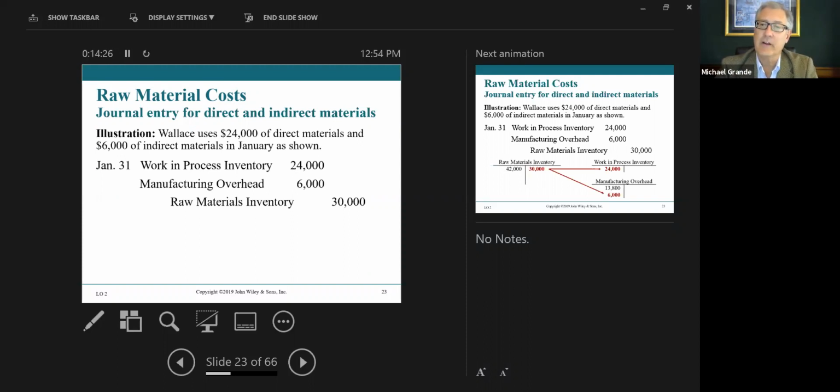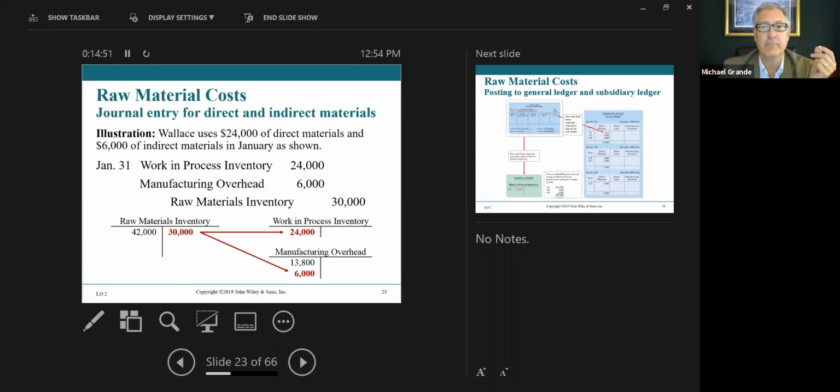So what are we doing here? We're transferring materials out of raw materials inventory, right? It's an asset. To increase an asset, you debit it. To decrease an asset, you credit it. They are decreasing raw materials inventory, but they are increasing work in process for direct materials, and they are increasing manufacturing overhead for indirect materials. And that's what the T accounts look like.